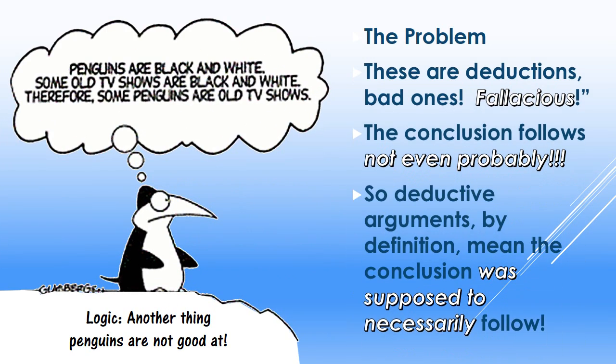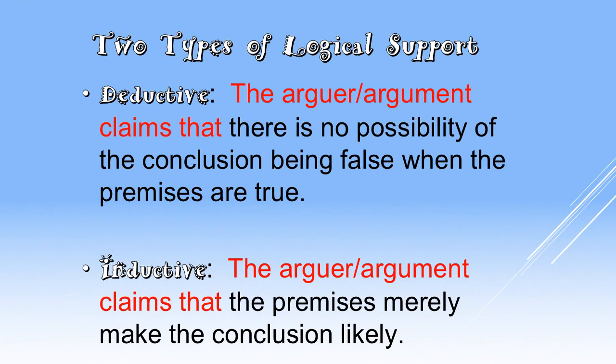Well, the problem is, if this is a deduction, it's a bad one. We call those fallacious deductions. The conclusion did not follow, not even probably. However, we need to redefine deduction so that it does not refer to cases in which the conclusion follows necessarily. Rather, we'll say the conclusion was supposed to necessarily follow. Clearly, Woody Allen intended to be doing a deduction. The deduction is just a failed one. So again, we're going to define arguments and argument types in terms of inference claims.